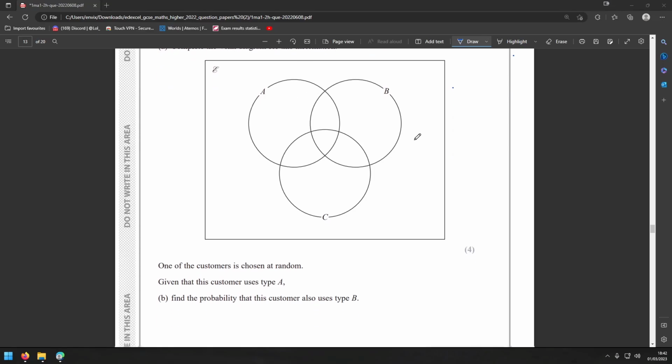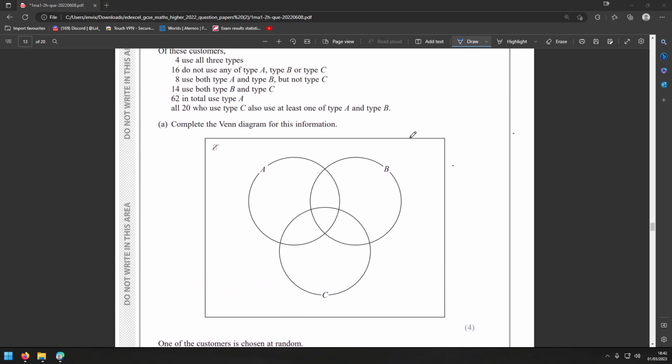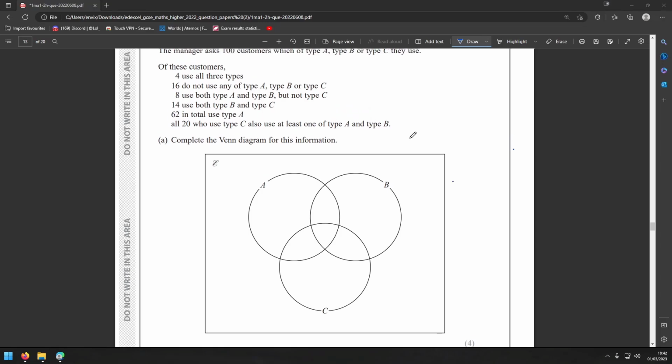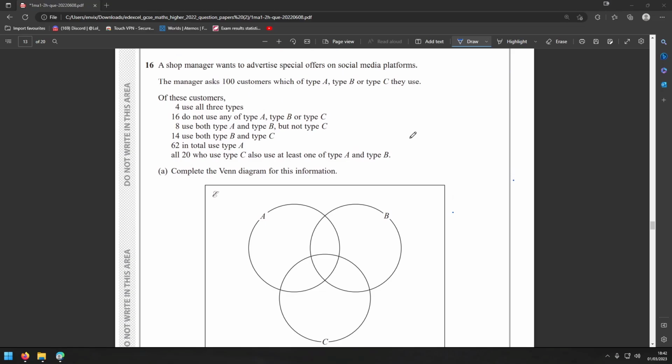And to be able to answer the part B, you need to get part A right. So that's why this is an important video to watch. Because in this video, I'll be teaching you how to answer questions like this, and after this video, you'll be able to get 6 out of 6 marks in the exam.